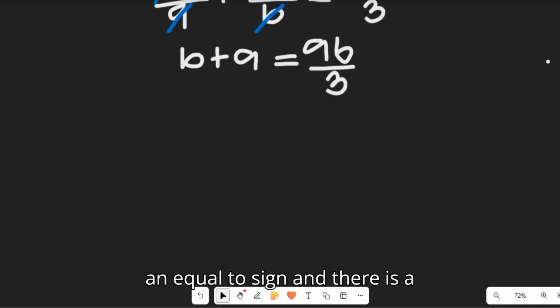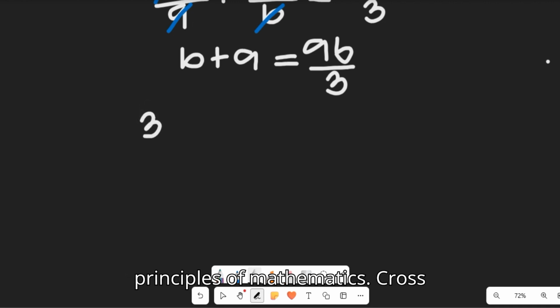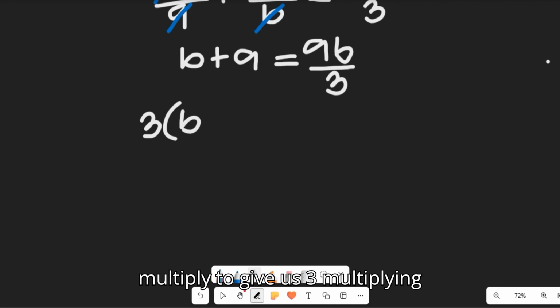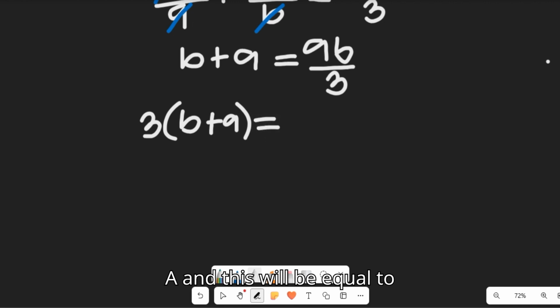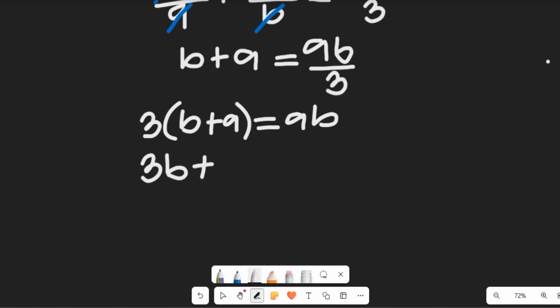Now what do we do next? Since we have an equal to sign and there is a fraction there, we can simply cross multiply. This is one of the principles of mathematics. Then we'll cross multiply to give us 3 multiplying b plus a, and this will be equal to ab. So what do we do next? From here, we'll expand, and this is going to give us 3b plus 3a equal to ab.